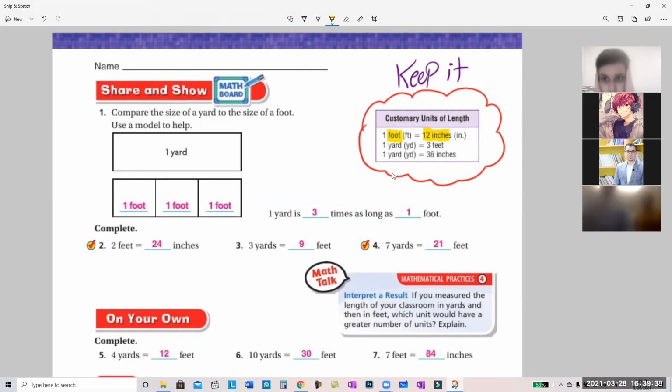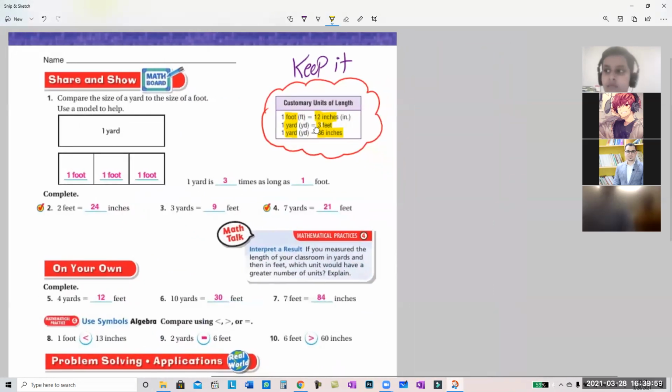And the next one, we have 1 yard equals 3 feet. So if you want to convert from yard to feet, you have to multiply by 3. And the last one, from yard to inches, you have to multiply by 36. Okay, I will write it for you here.